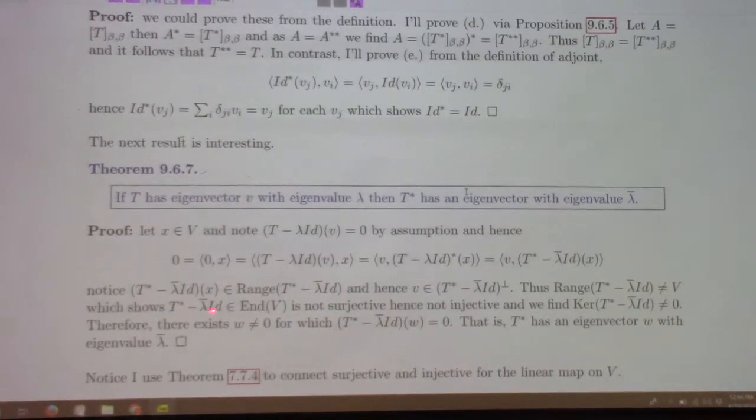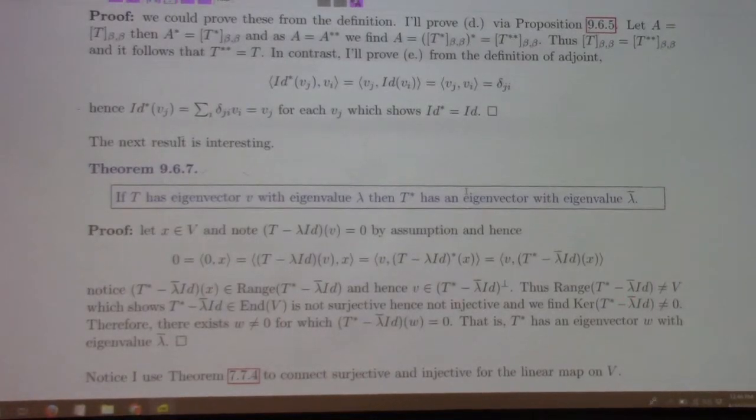So that shows that T star minus this is not surjective, and hence it's not injective, which means that the kernel is non-zero, which is good news because the kernel of that map being non-zero is precisely what it takes for there to exist an eigenvector with eigenvalue lambda bar for the adjoint. And so there you go. Kind of sneaky, but there it is.